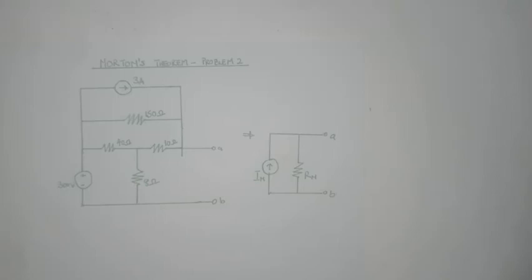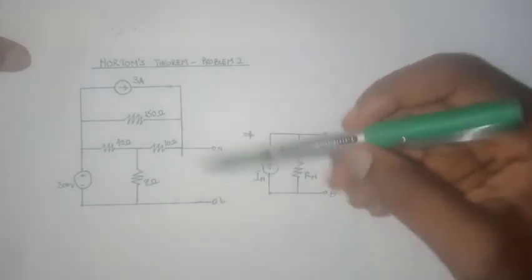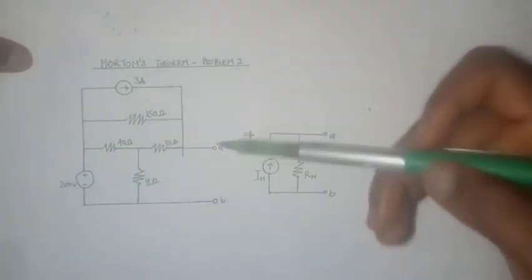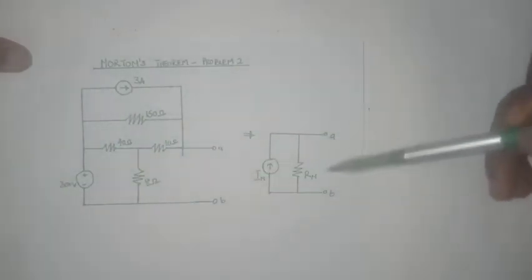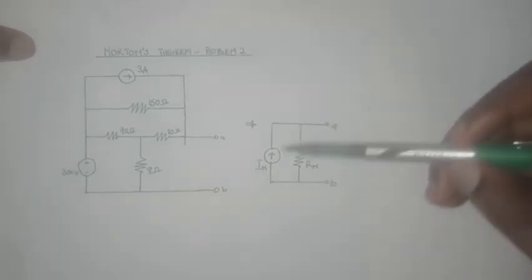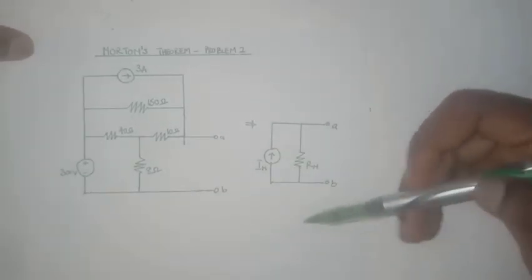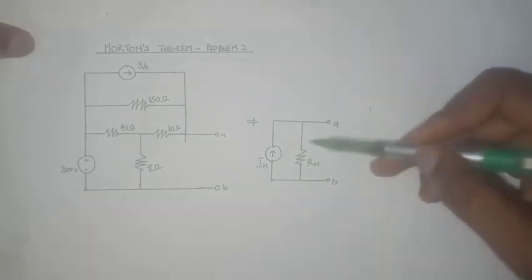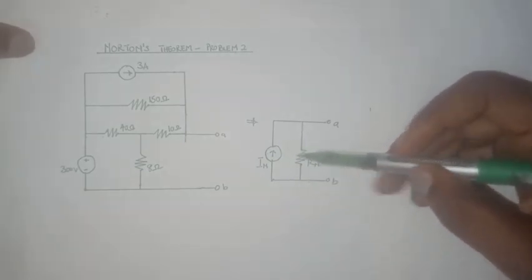Hello and welcome. In this video, we want to find the Norton equivalent of this circuit through the terminals A and B, and it will look something like this. The first thing we want to do is find the value of I_N, then we proceed to find the value of R_N.